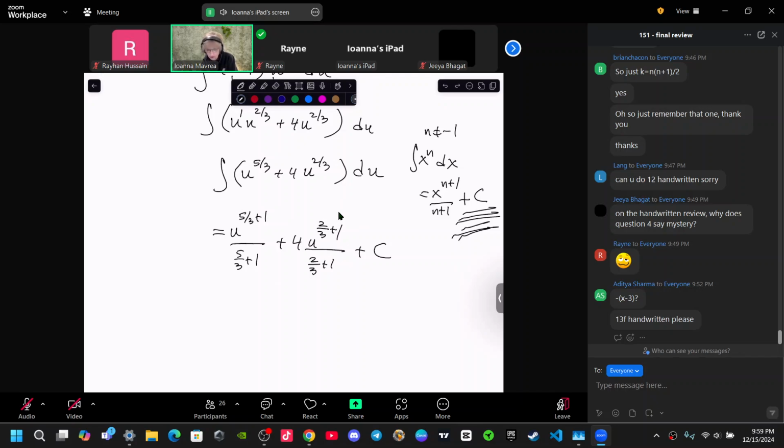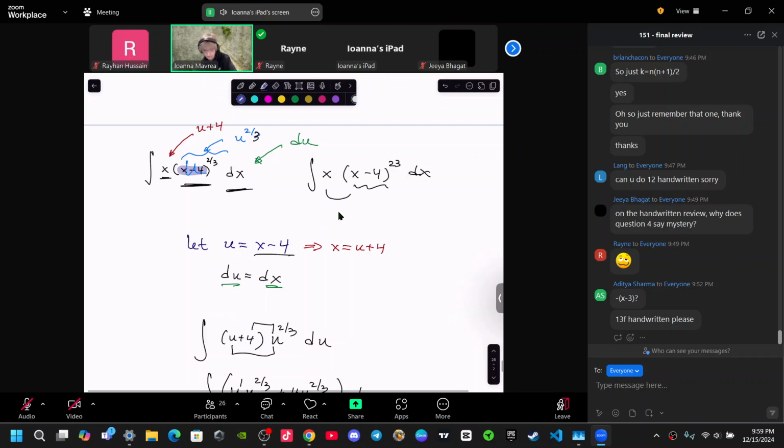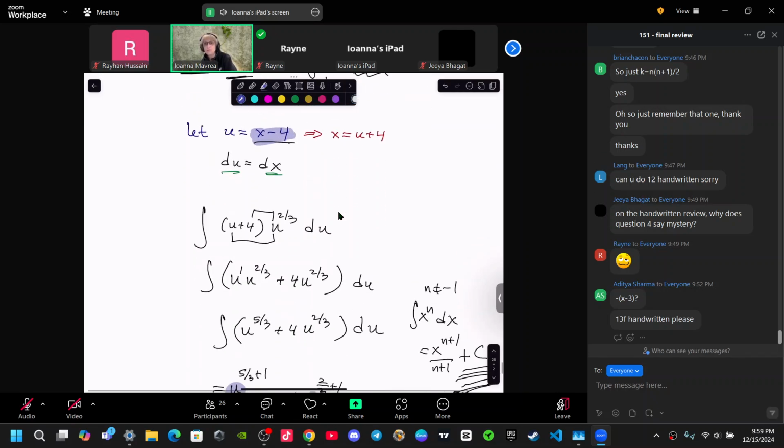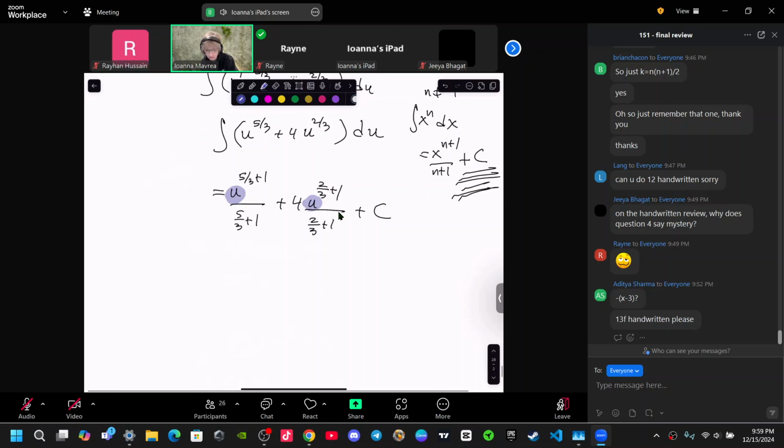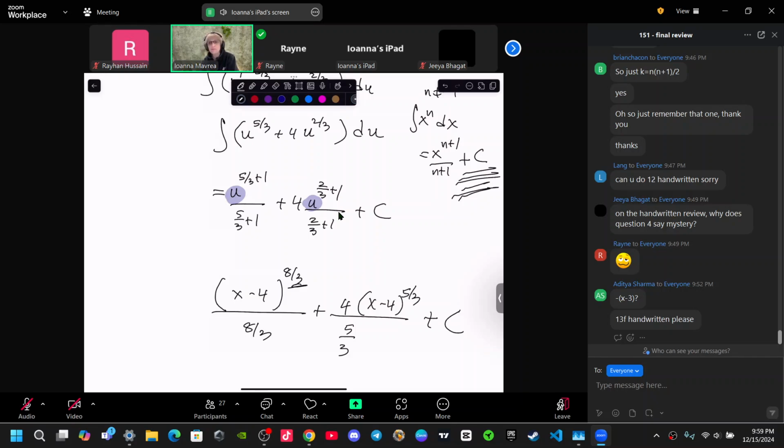And of course, you're not done. The last thing you need to do is go ahead and take all the u's and replace them by whatever they're equal to. Replace them by x minus 4. Right? So I would just go ahead and rewrite everything. x minus 4 to the 8/3 over 8/3. Again, don't have to write that. Don't simplify it. Plus 4 over whatever 5/3. And then x minus 4 to 5/3 plus c.